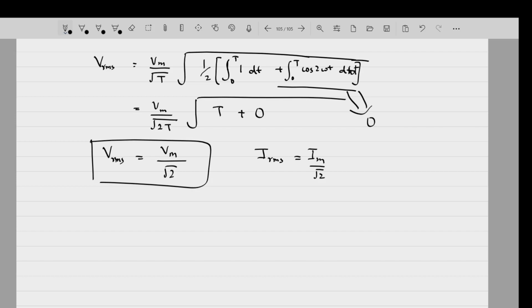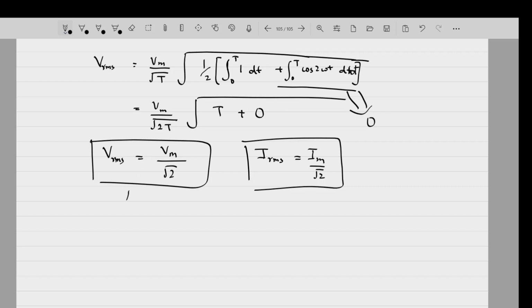Fine, because our time here is actually 2 pi, it's actually an angle rather than simply a time. So Vrms is equal to Vm by root 2, and in a similar manner Irms will be equal to Im divided by root 2, irrespective of the value of whatever your phase will be. Even if our function is Vm cos of omega t plus phi, that phi actually cancels out. Your RMS value will always be equal to Vm by root 2, and Irms will be equal to Im by root 2.